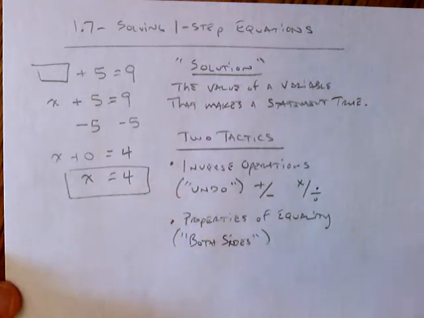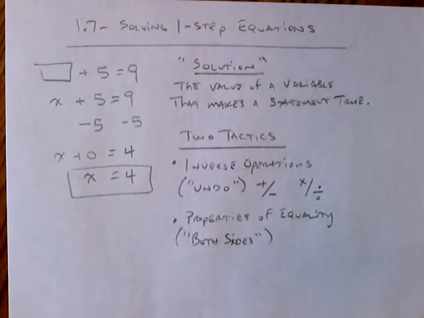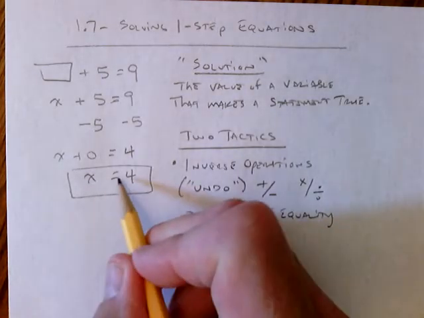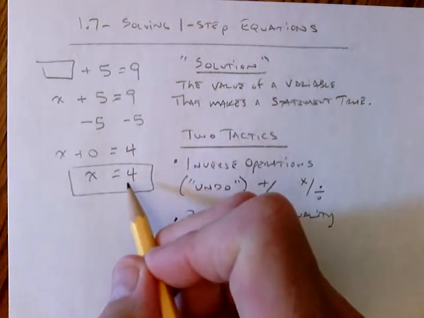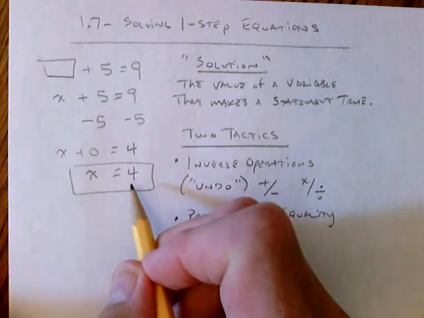So now I've got my variable isolated. I have nothing else on the left-hand side except X. Awesome. Whatever happens on the other side, that's my solution. Now, here's the thing. You're always going to get x equals some number. Okay. How do we know it's the right number?